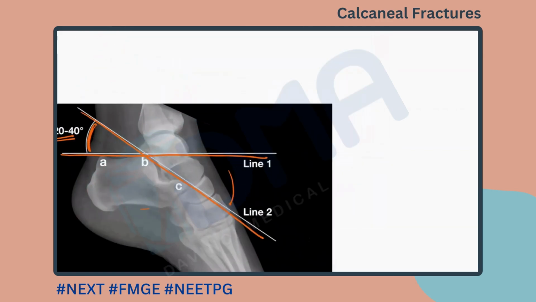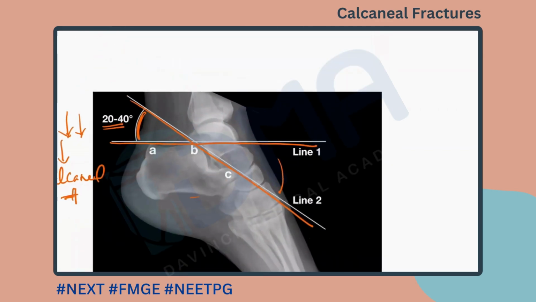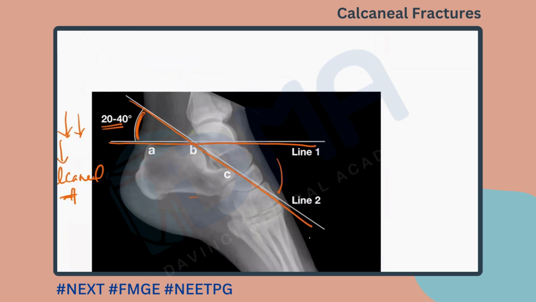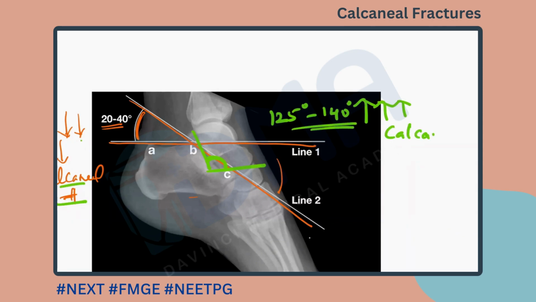Now, what is Gissane's angle? You have to draw two lines again. Just see the green lines. I draw two lines along the articular surfaces. The angle between these two is called Gissane angle, and it is 125 to 140 degrees. There are two differences here. If Bohler's angle decreases, it indicates calcaneal fracture. If Gissane angle increases, it indicates calcaneal fracture. Are you clear in this?